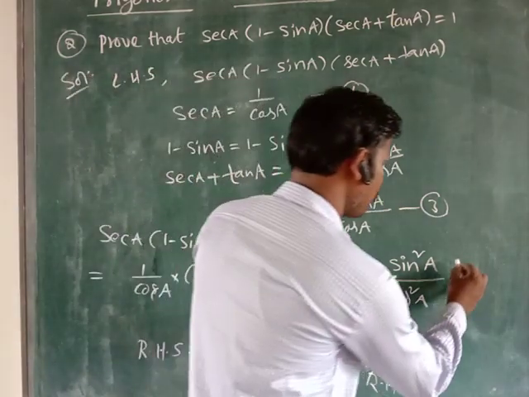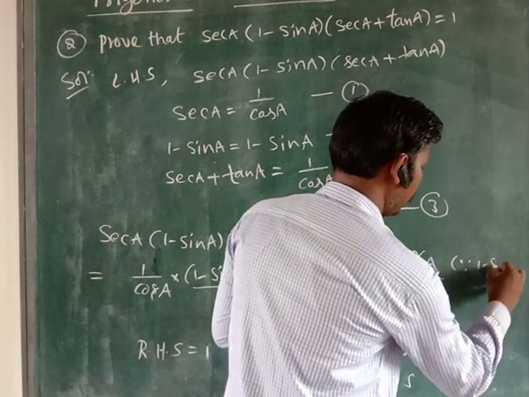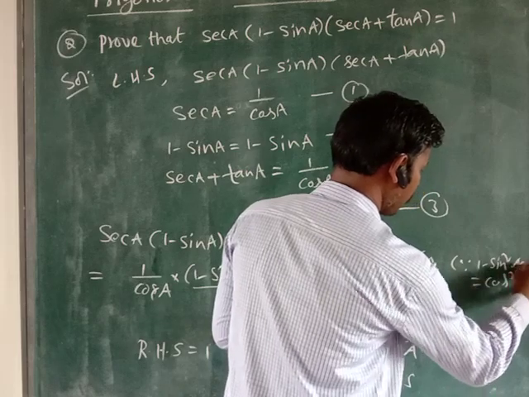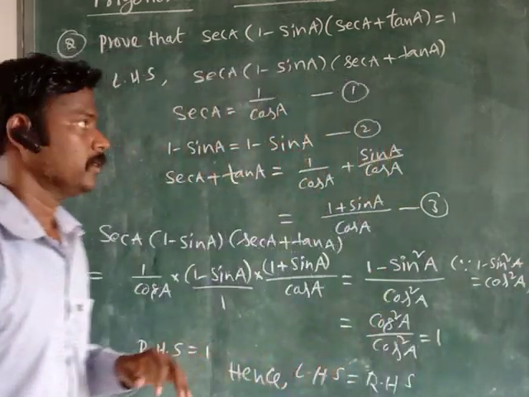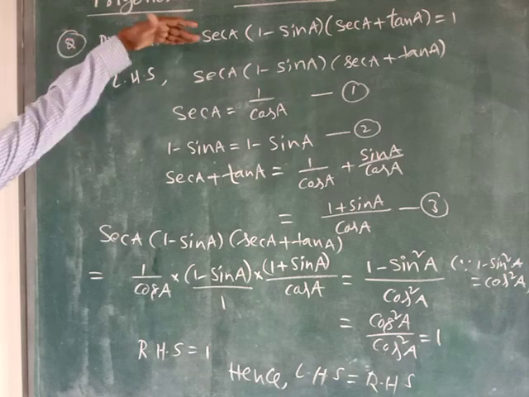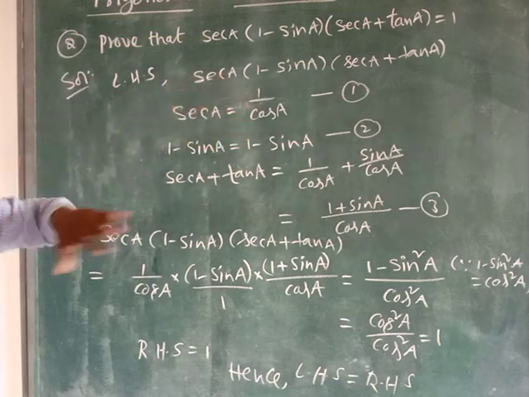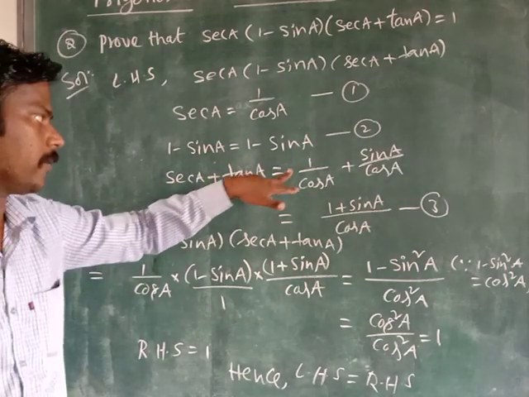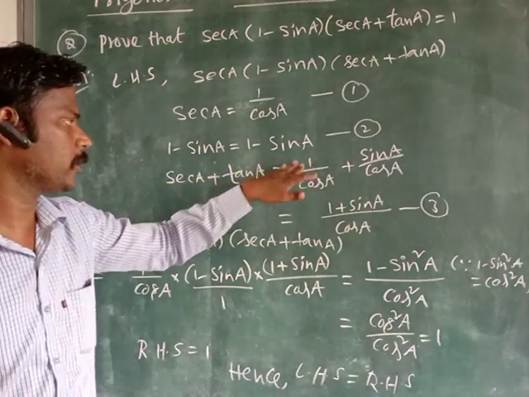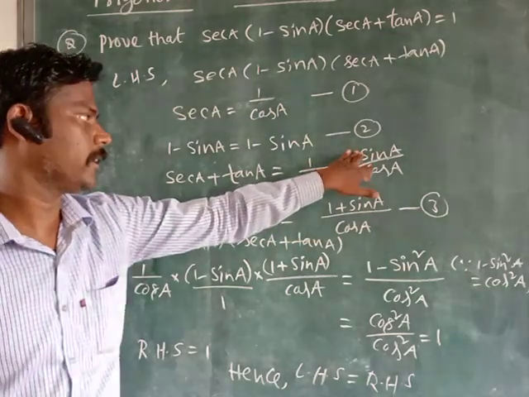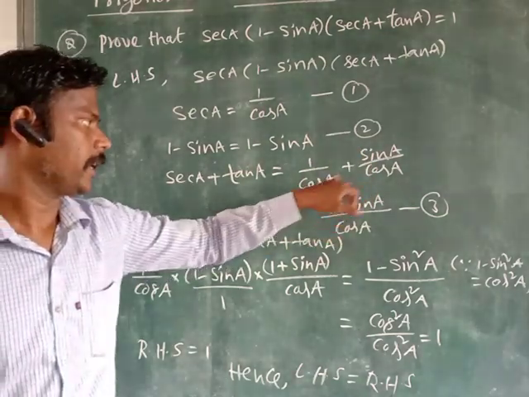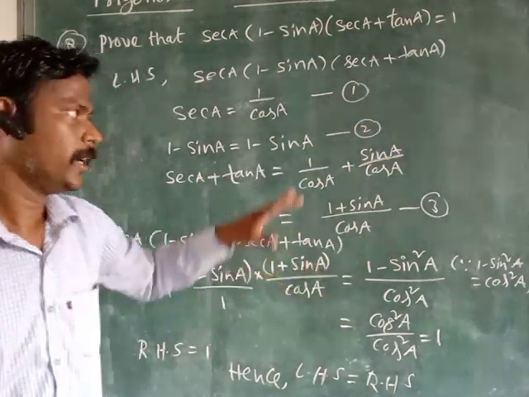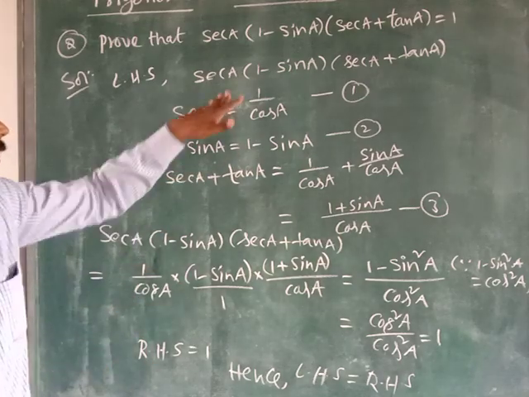Understood? So how is it here? Remember, 1 minus sin square A equals cos square A. Once again, observe, children: secant A you can write as 1 by cos A, and 1 minus sin A we simply write again. Secant A plus tan A I convert in terms of cos. Secant A means 1 by cos A, plus tan A, which is sin A by cos A. The LCM is cos A, so we get 1 plus sin A by cos A. These three product factors you can substitute here.